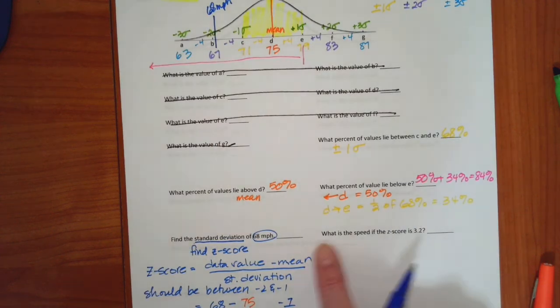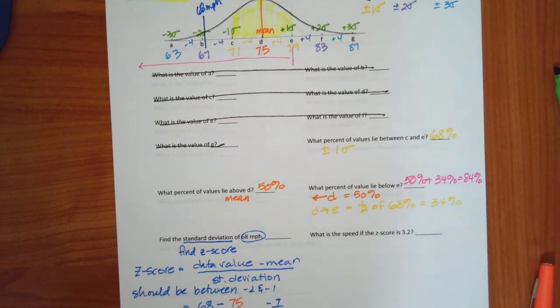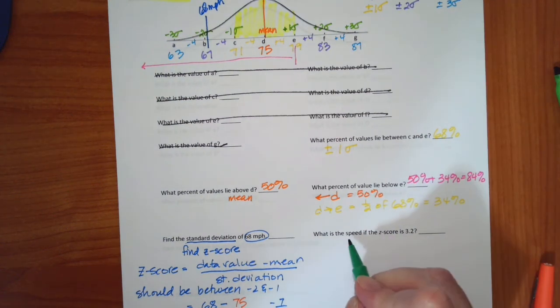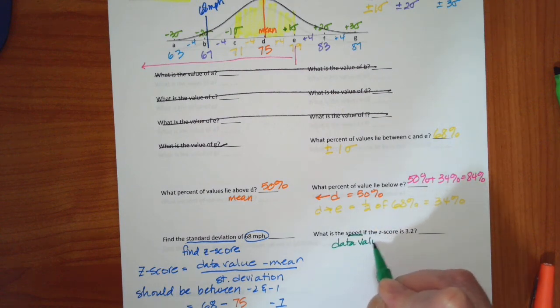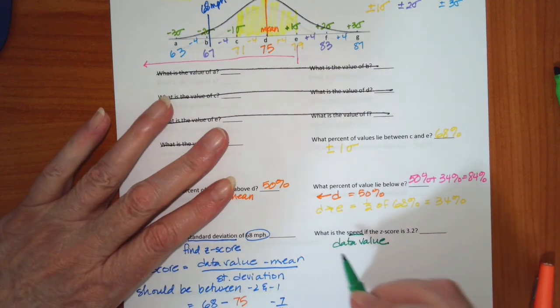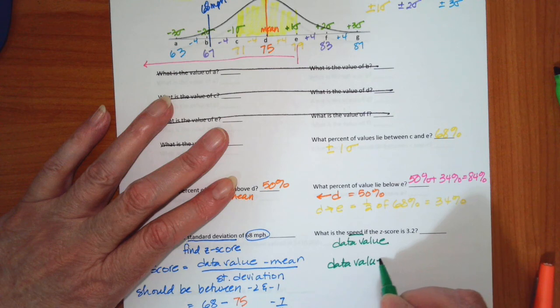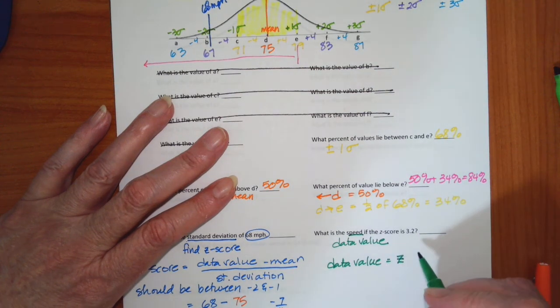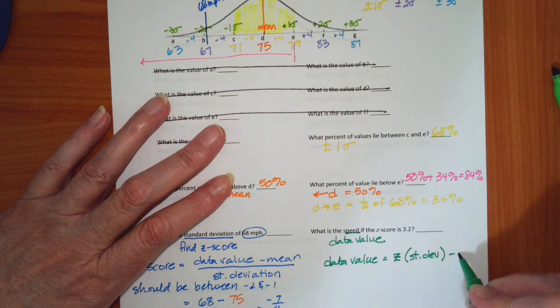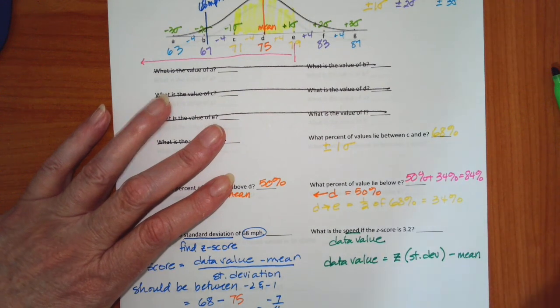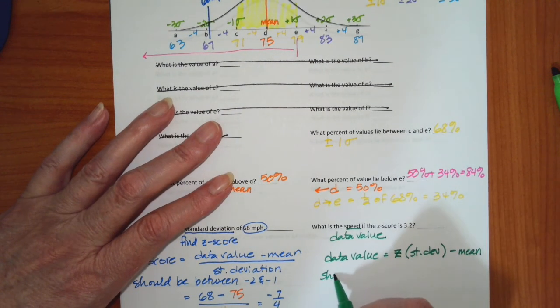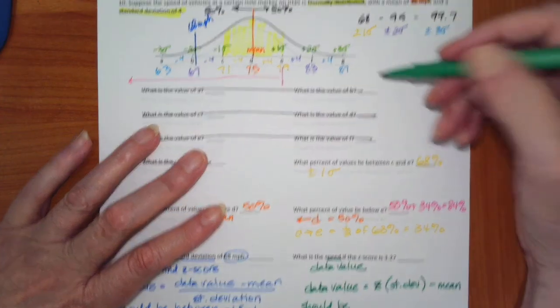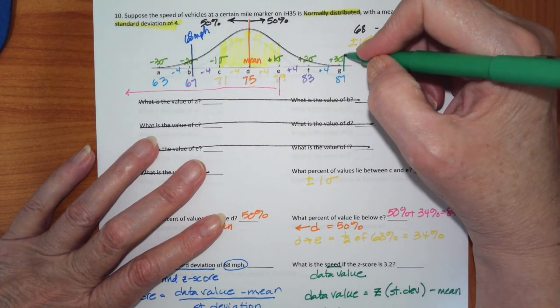Okay. All right, so find the speed if the z-score is 3.2. Well, if I'm asking to find the speed, what I'm really asking for here is a data value. And again, we have a formula for that. We know that the data value is equal to the z-score times the standard deviation plus the mean. Now, the other thing I want to do is think about where it should be. If the z-score is 3.2, this is going to be somewhere right here.